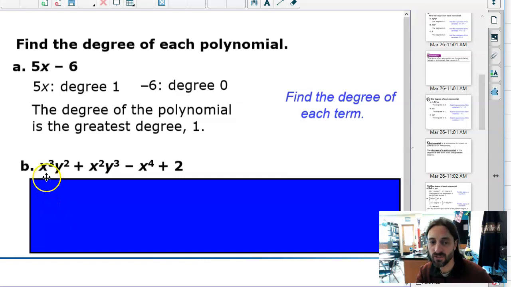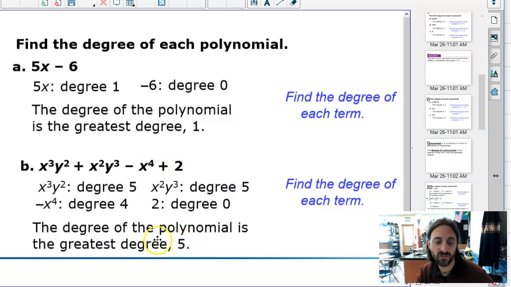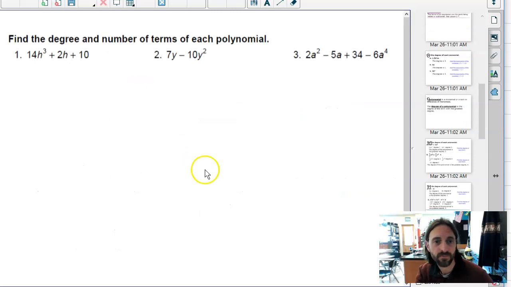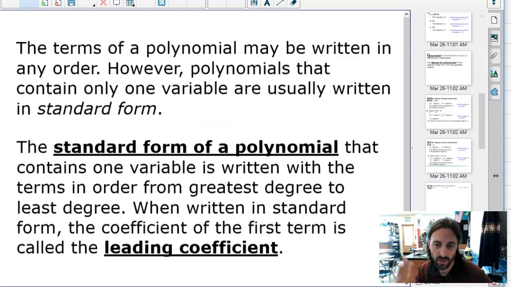When I look at these, I've got x to the third, y to the second. That's 5th degree. I've got x to the second, y to the third. That's 5th degree. I've got x to the 4th degree. 2 is to the 0. Therefore, the highest is the 5th degree. And again, if I'm going too fast, slow me down. If I'm going too slow, speed me up. And again, here's some more examples. We're going to actually practice this in class. So that's what we're trying to do.